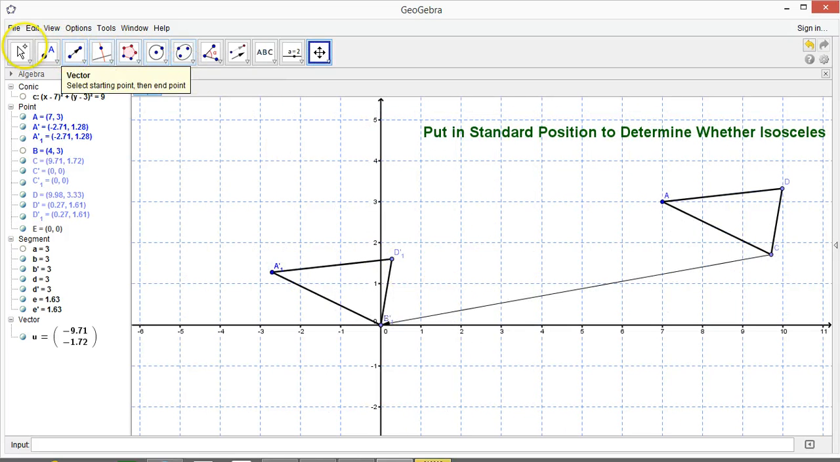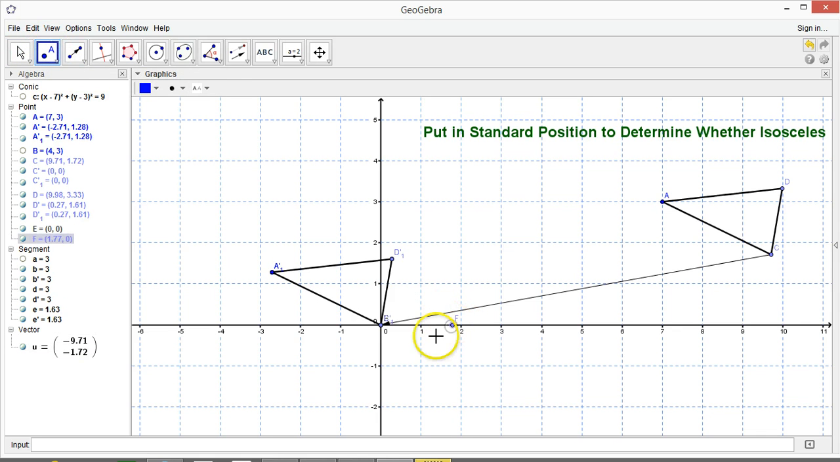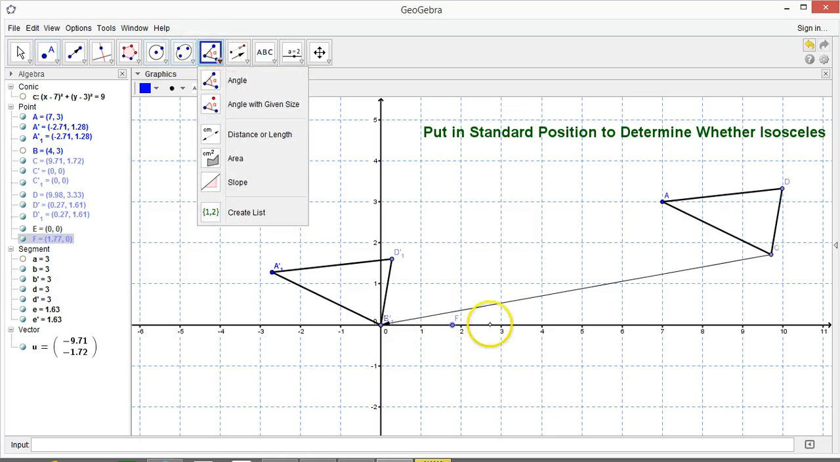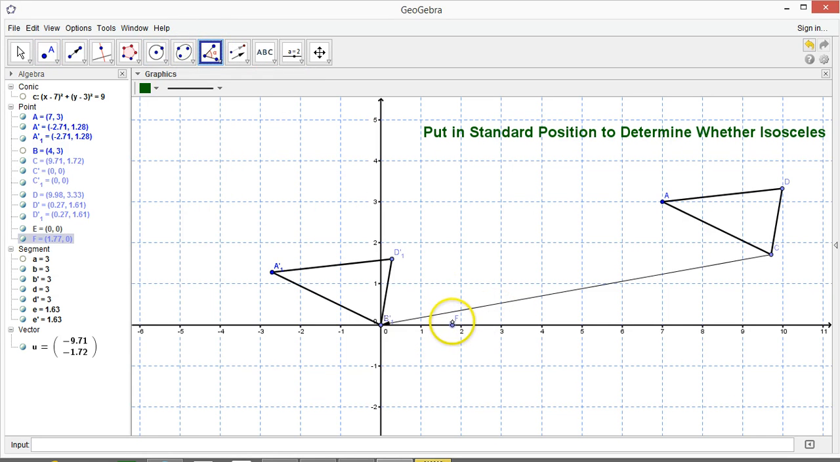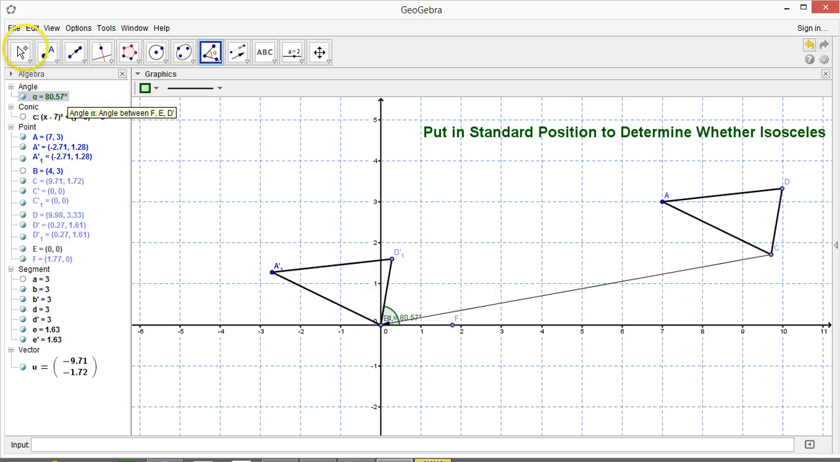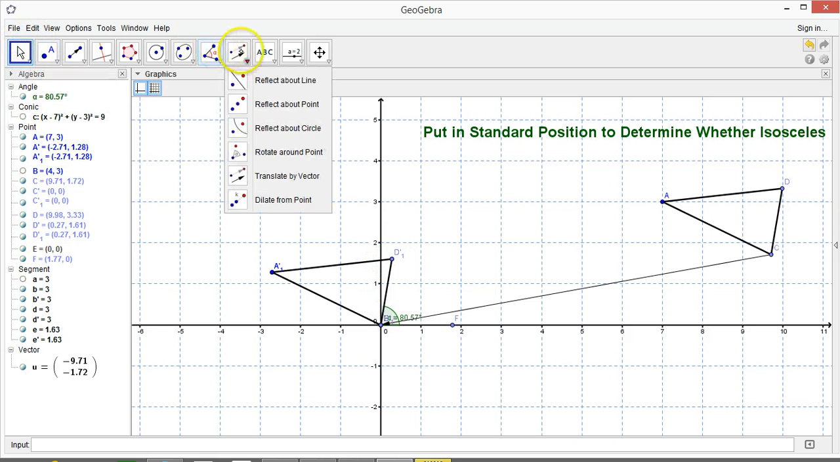And now, since this side right here is what I want to be horizontal, I want to get this side to rotate onto the x-axis. So I need to find out what this angle is right here so I can rotate by that angle. So I need to put a point on the x-axis now. I'm going to measure this angle in a clockwise direction. Vertex is always the middle point. 80.57. So now I'm going to grab my rotate tool.